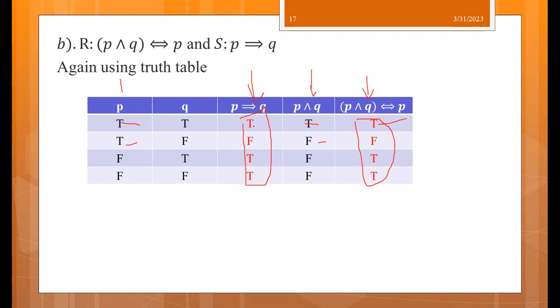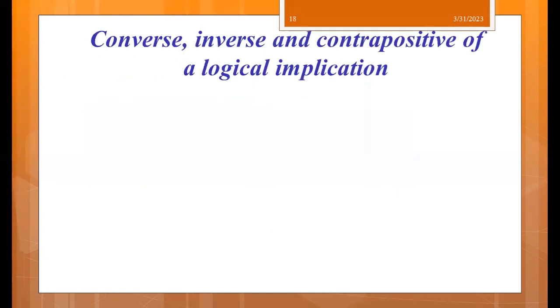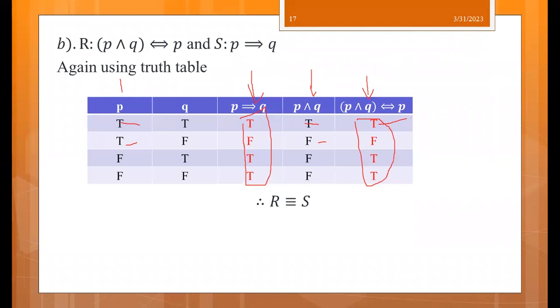That means here it is true, this is also true. It is false, this is also false. This is true, this is also true. True, true. Therefore, depending on the definition that we have already seen previously for the equivalency of two compound statements or propositions, these two compound propositions are equivalent to each other. That is, R is equivalent to S.